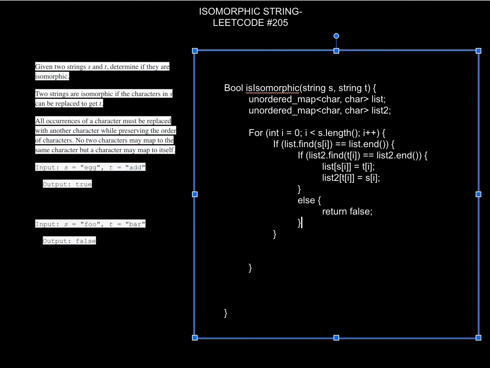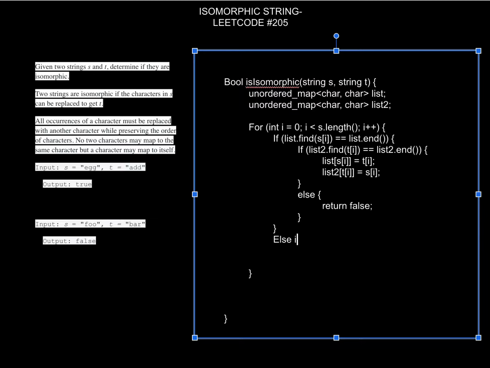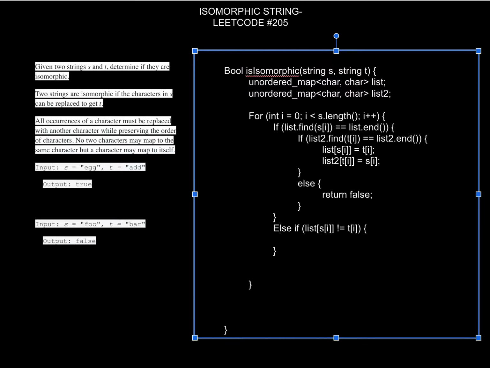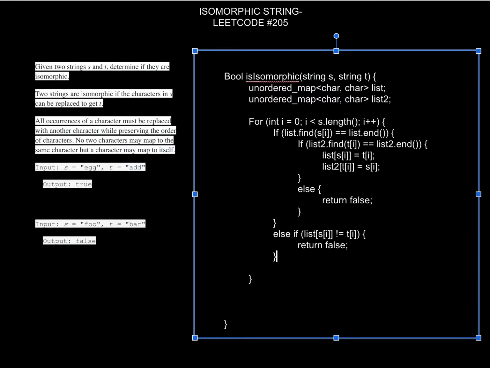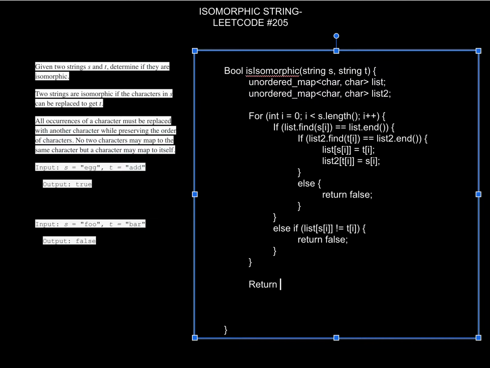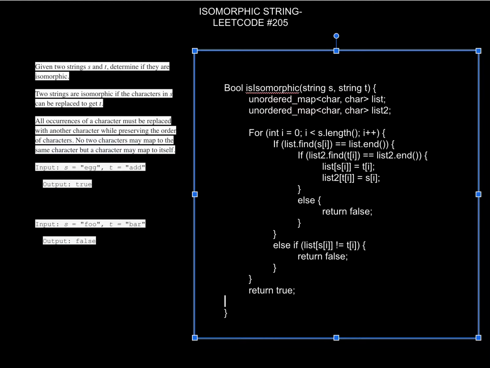And with this we could then go else if list[S[i]] is not equal to T[i]. So if S[i] is already in our list but it maps to something different than T[i], we would also want to return false. And we could, outside our loop, return true. This means that no red flags were caught and these two strings are isomorphic.